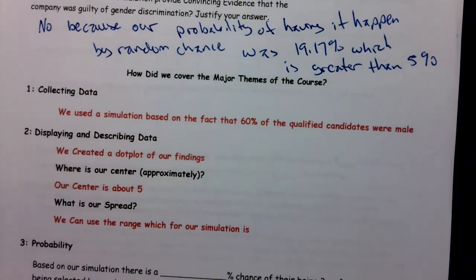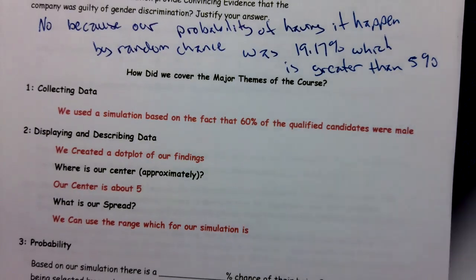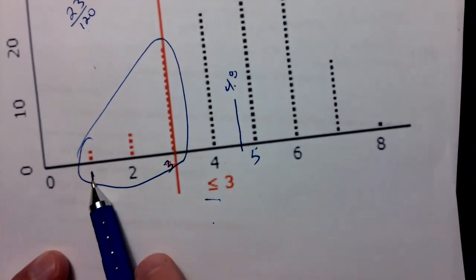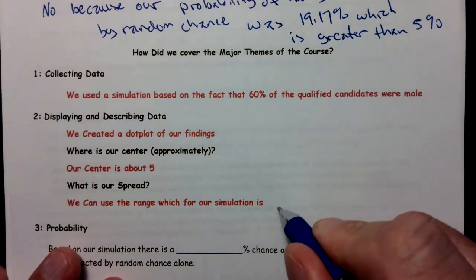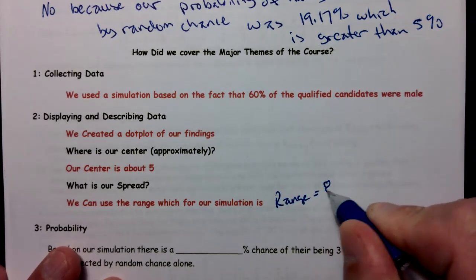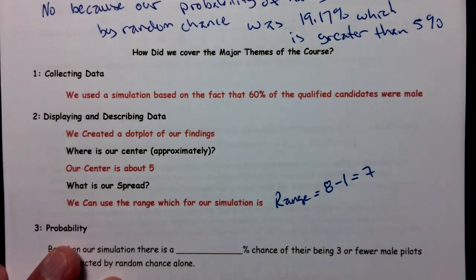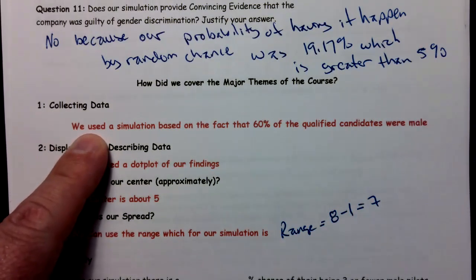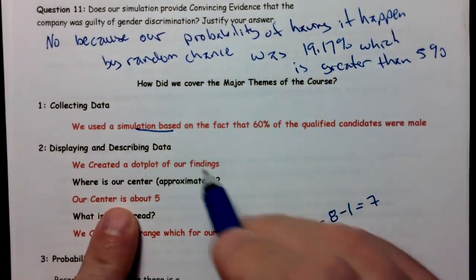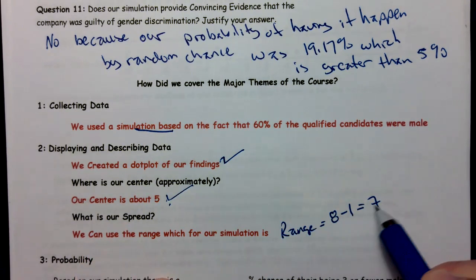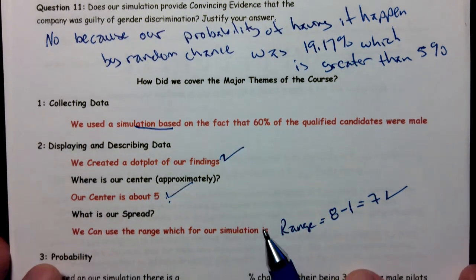Another thing that we know is we can talk about the spread, how spread out the data is, and for that we can use the range. In this case, we had one time we had 8, and our lowest is 1, and range, if you remember from middle school, equals the highest minus the lowest. So in our case, our dot plot, 8 minus 1 is 7. Our range is 7. So now we've not only collected the data by simulation, we made a dot plot to display it. We talked about the center, and we also talked about the spread. So we've displayed and described it.